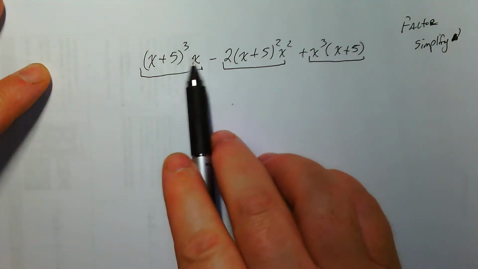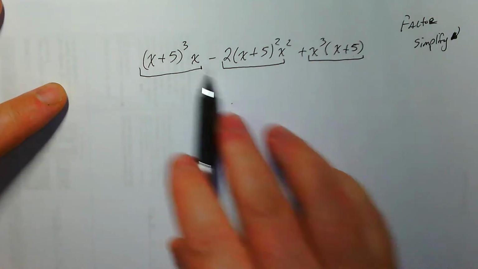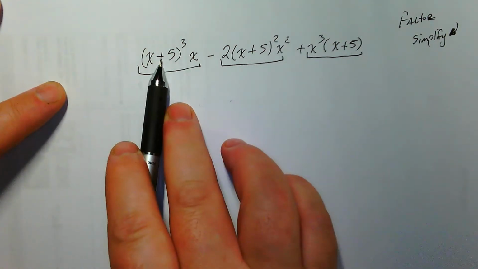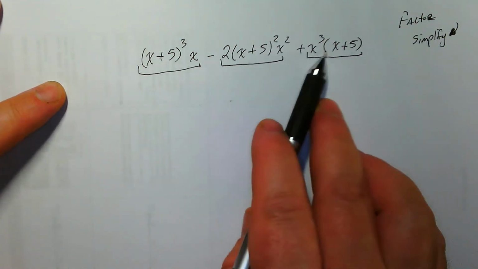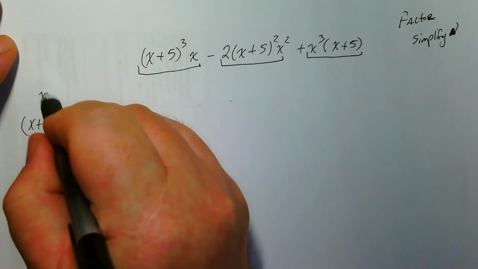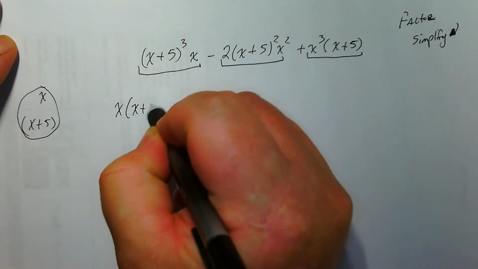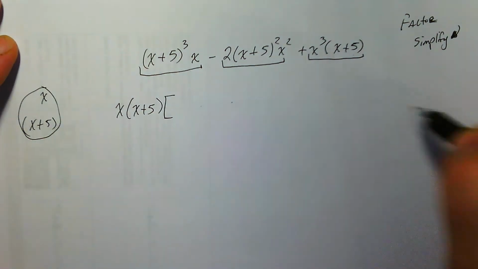Anyway, if you look, they all have a factor of x. This one has one of them, that has two, that has three. They also all have a factor of this x plus 5, that binomial x plus 5. So that's what we're going to take out. We're going to take out both of these from each. So x plus 5.